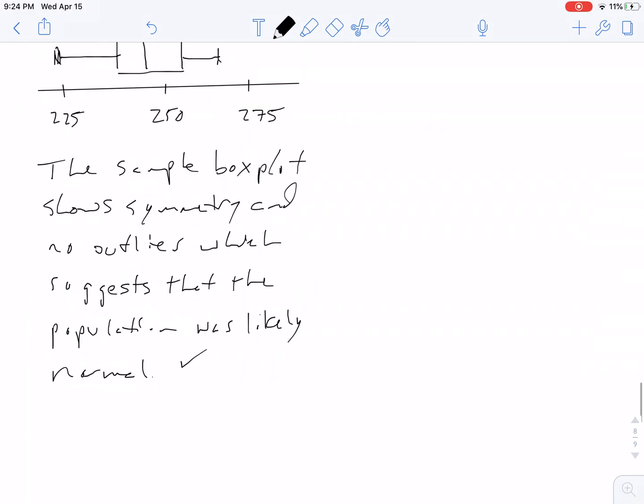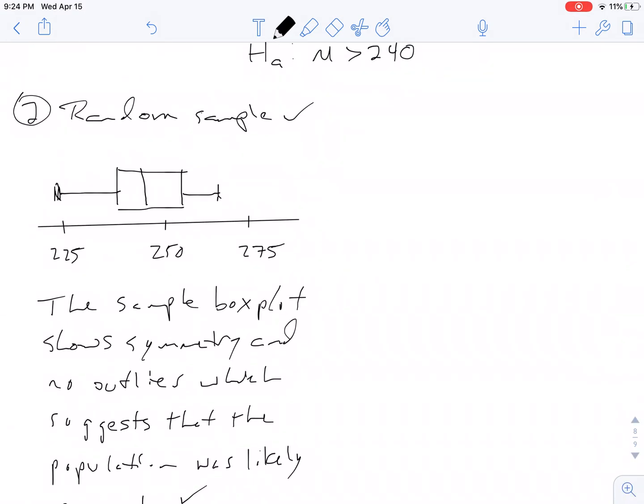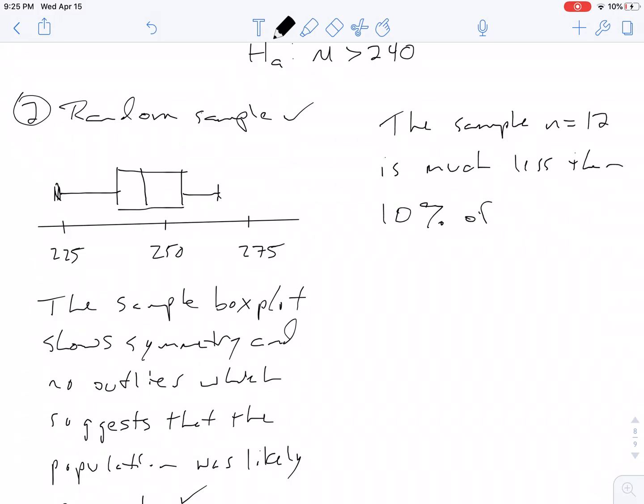So we'll say that over here the sample n equals 12 is much less than 10% of the population size. All right, so third condition met.